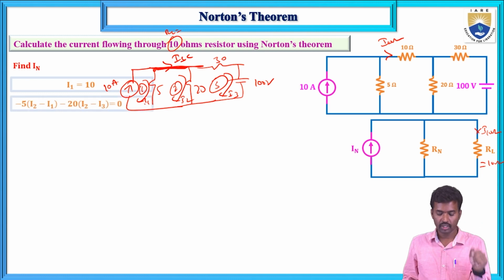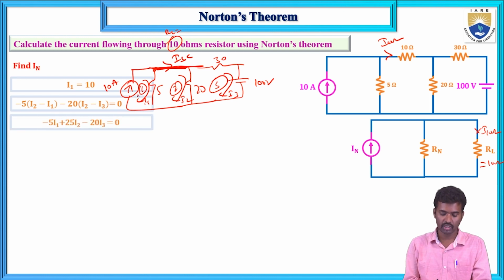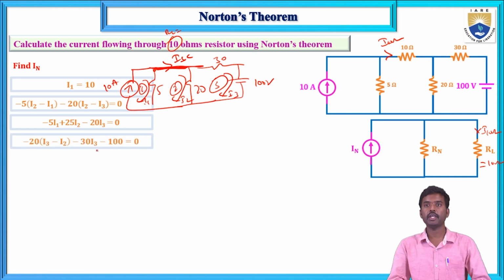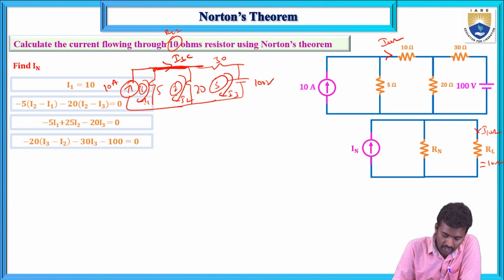Next, for the second loop, apply KVL: 5 into I2 minus I1. This resistive drop is 0, and 20 into I2 minus I3 is minus, completely equals 0. The solution for this is minus 5 I1 plus 5 plus 20 is 25 I2, and minus 20 I3. Next, applying KVL in the third loop: 20 into I3 minus I2, and 30 I3, minus 100 equals 0.